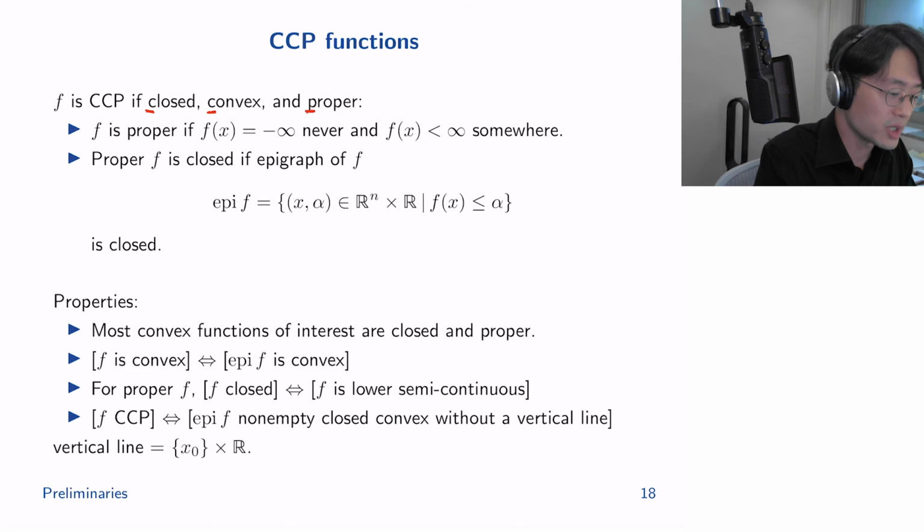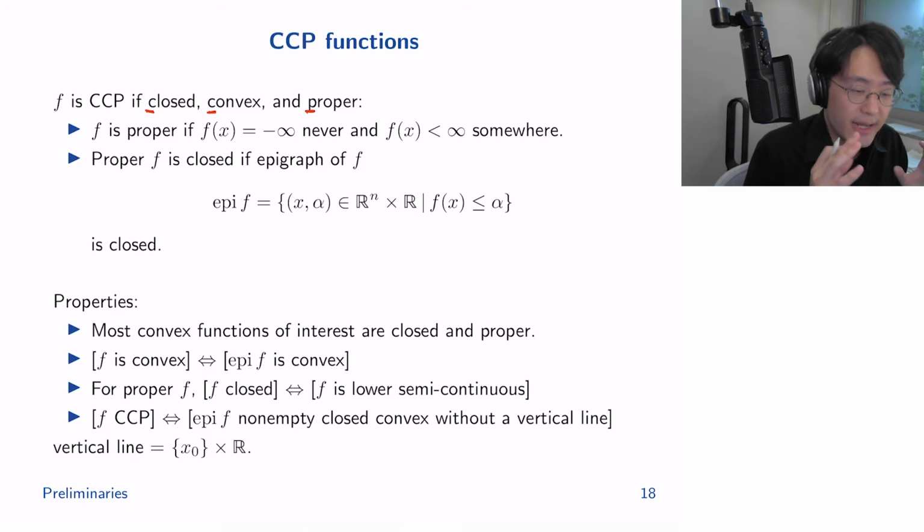We say a function is proper if it is minus infinity at no point and it is finite somewhere. So if a function takes value negative infinity, then it can still be convex, but it will not be proper. And if a function takes value infinity, that's okay. Proper functions do take value infinity. But if the function is plus infinity everywhere, then that's not a proper function.